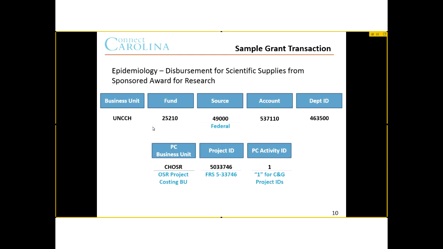Here is a simple sample grant transaction with the Chartfields that we discussed. So our business unit is UNCCH because that is the business unit that people across campus will be spending under. The fund is a grants fund 25210. Our source is federal. Our account number is specific for supplies. You have your department ID. PC business unit is always CHOSR. Your particular project ID, and your PC activity ID, which is always 1. If you were using a speed chart, you would just enter your business unit and the project ID in the speed chart field, and then all you would have to fill out is the account number.